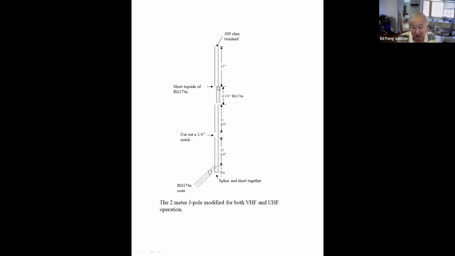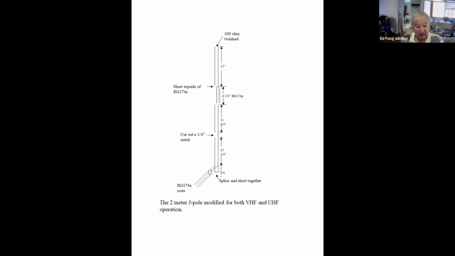It's mainly that when you short it here, it's going to be an open circuit at UHF. It behaves like a half-wave radiator, like a dipole right there, and it's what you want. And it sees an open. At VHF, though, that's not resonant anymore. It goes right through and it sees the whole 17 plus 4 1/4 plus 11 1/4 for a half wave.